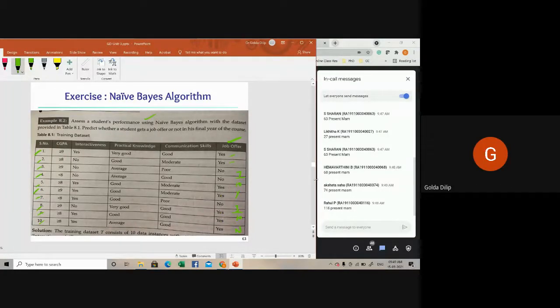Adityan, what are you doing right now? Ma'am, interactiveness. Very good, very good. He's completed CGPA. He has moved on to interactiveness. Good.